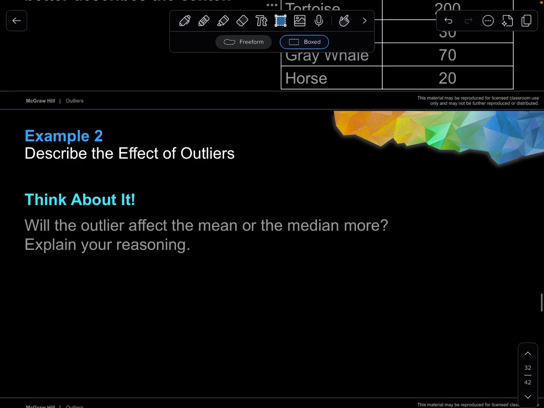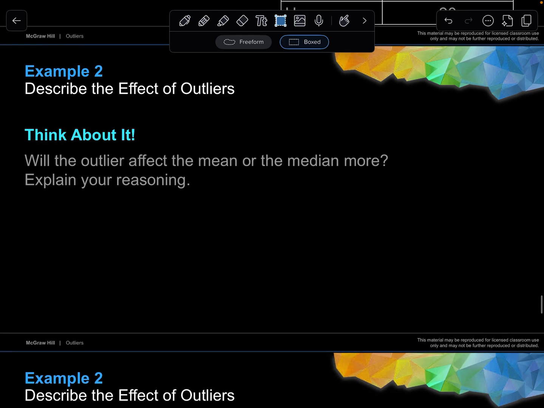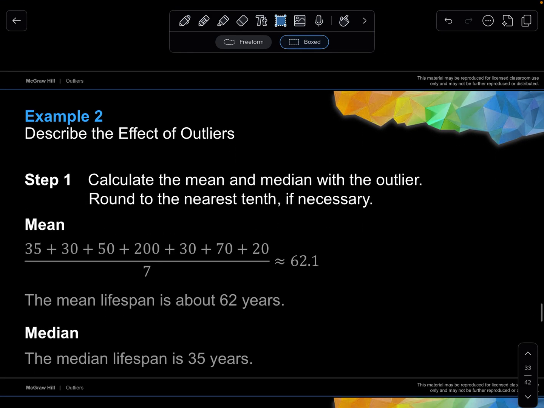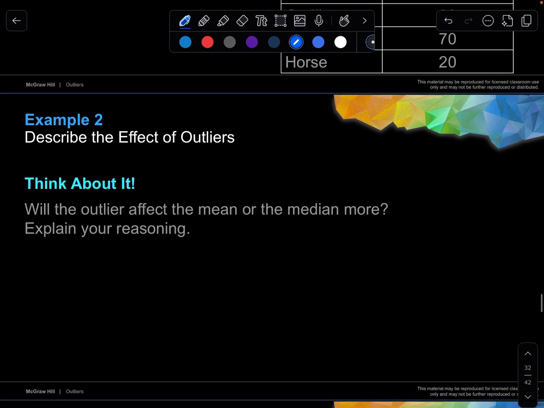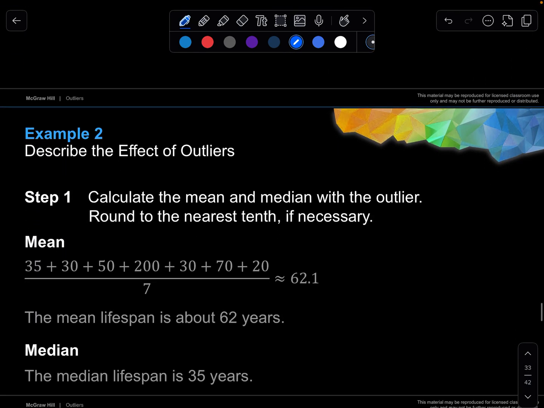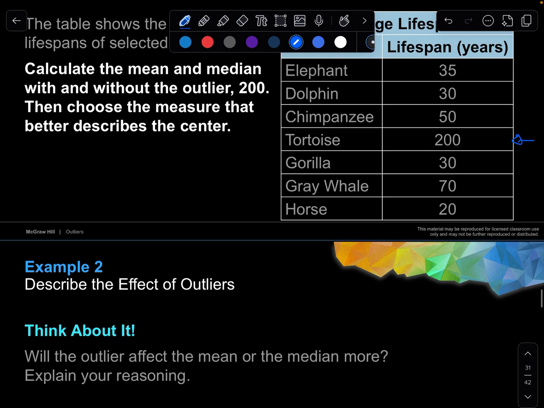All right, now again, will the outlier affect the mean or the median more? Think about it. We'll talk about this in class, okay? Now, again, we're going to calculate the mean and median with the outlier. Just looking at this data, can you see if there is an outlier? To me, it looks like the value of 200 might be an outlier, right? So let's actually do our calculations, right?